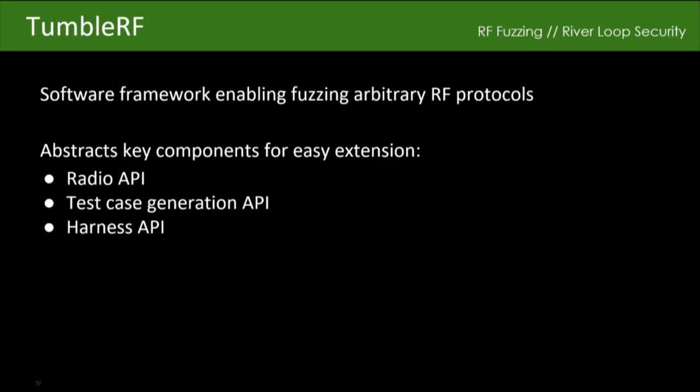So out of that came something that we are releasing and talking about called TumbleRF. TumbleRF is a software framework for fuzzing arbitrary RF protocols. And there's three things that it abstracts out. First of all, the radio API. Second, how do we do the test case generation? And lastly, what we call the harness, which I'll talk about more in a minute: how do we instrument and monitor the state of the target.